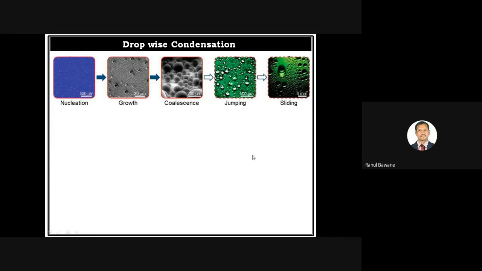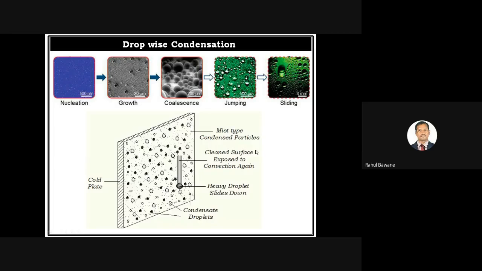So this is a picture; if it comes in your exam, we have to draw such a schematic. So there are very small mist kind of droplets, and some bigger size droplets. When any droplet becomes very heavy, it will slide down due to gravity, and this will wipe the portion. So your surface is again available for condensation.